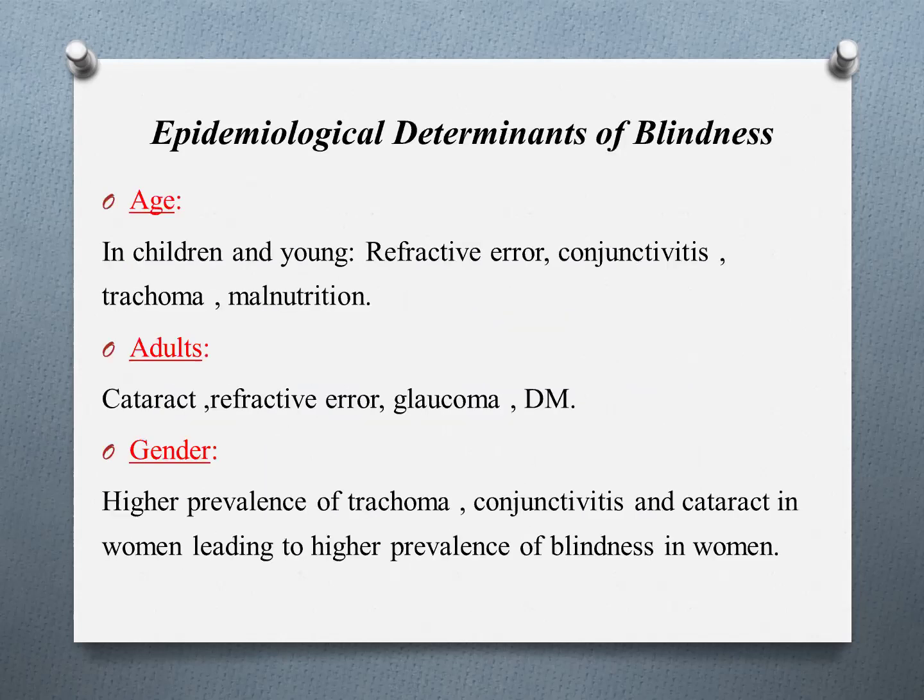Epidemiological determinants of blindness. Age: in children and young, refractive error, conjunctivitis, trachoma, malnutrition; in adults, cataracts, refractive error, glaucoma, and diabetes mellitus. Gender: a higher prevalence of trachoma, conjunctivitis, and cataract is found in women, leading to a high prevalence of blindness in women.